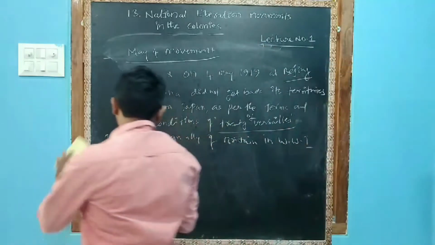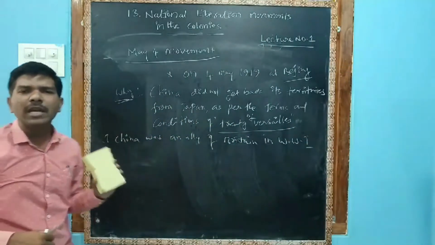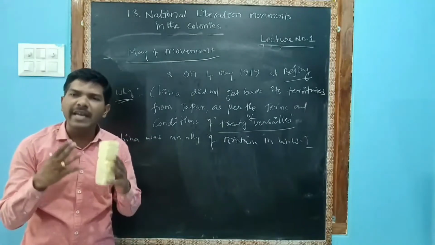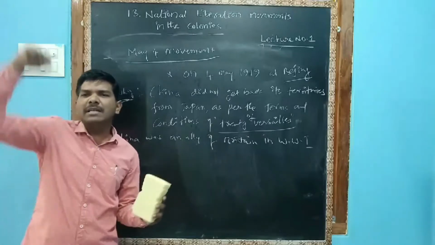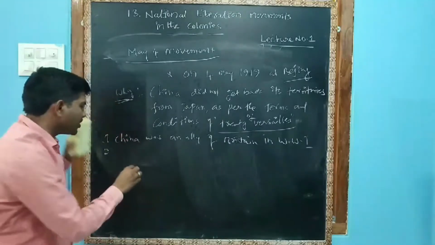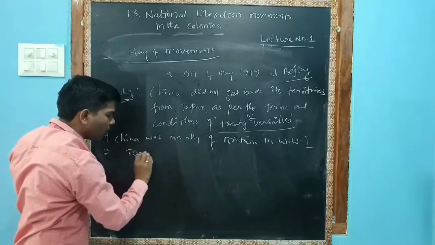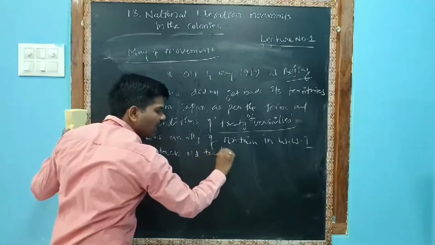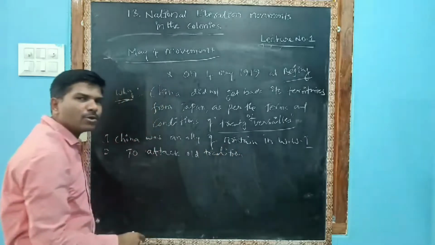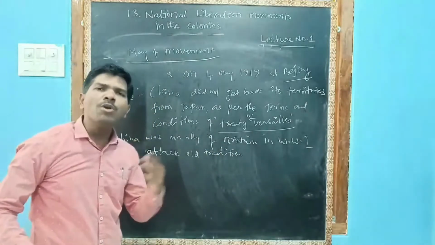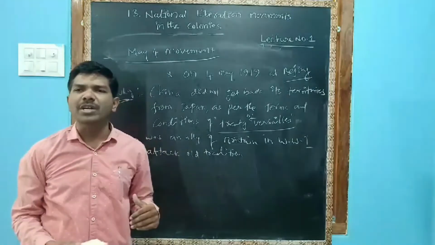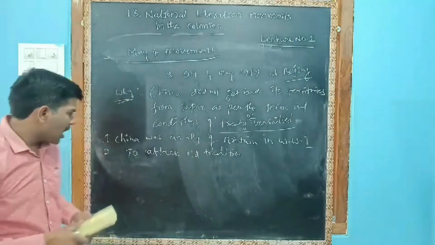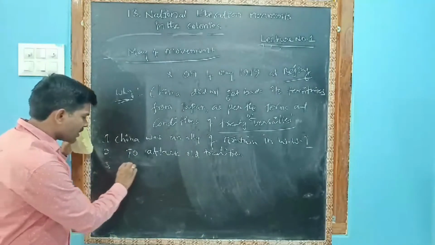They are giving slogans. Second, all the people from villages, of different ages, came onto the road and they're demanding to attack old tradition. Means the Chinese wanted to develop China into a modern nation, so they wanted to remove the old tradition. And they are also giving the slogan: save China.